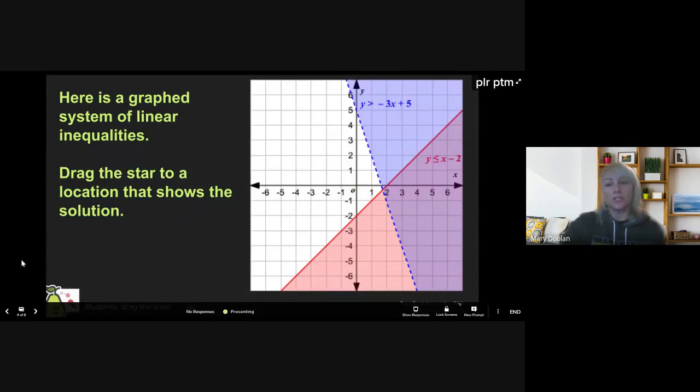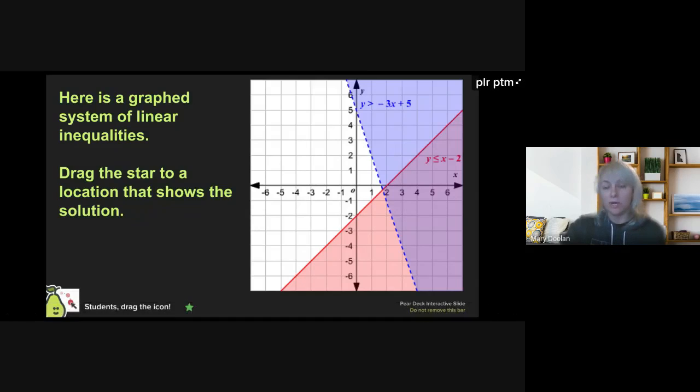So here's your first interactive slide. Remember, some of you came in a little bit late. If you don't participate in the Pear Deck, that's going to get marked as non-responsive in Aries. So you need to make sure you're participating in the Pear Deck in the slides. You need to have the Pear Deck tab open along with our Google Meet. And so right now what you're going to do is look at this picture.